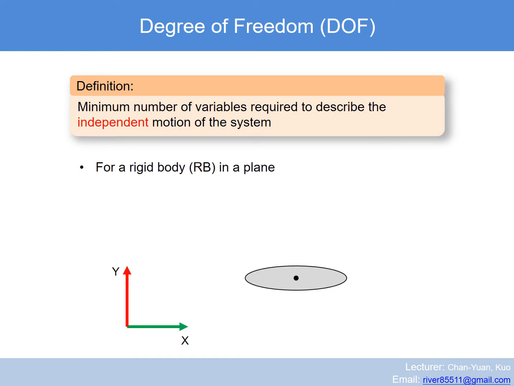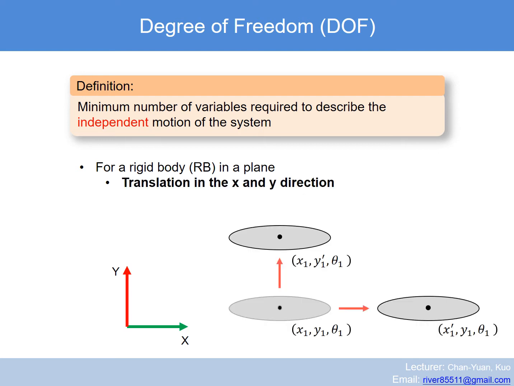In order to know how many degrees of freedom a rigid body in a plane has, let's first look at how many kinds of independent motion it can have. By now, you are probably already guessing that it can move vertically and horizontally in the plane, and that is correct. So now that means we have two kinds of independent motion.